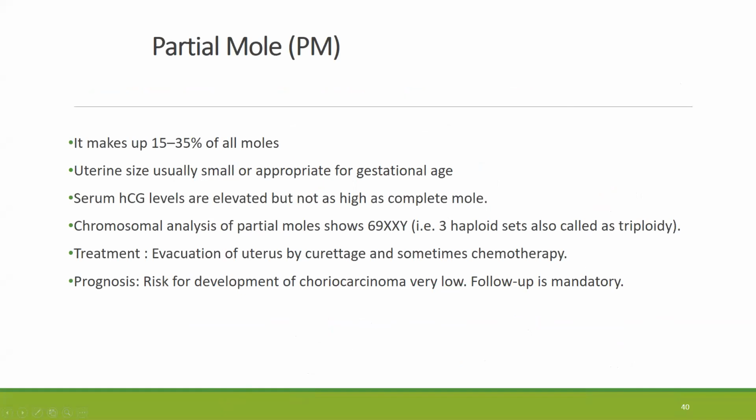Partial mole, the morphology, the clinical presentation, everything is partial. In the complete mole, we have the beta HCG highly increased. Partial mole, the beta HCG is increased but not sky high. The uterus size is increased, but not that large. The chorionic villi size is increased, but not all the chorionic villi. Cyto and syncytial trophoblasts are hyperplastic, but not the same as in the complete mole. So just remember, in the partial mole, everything is partial.